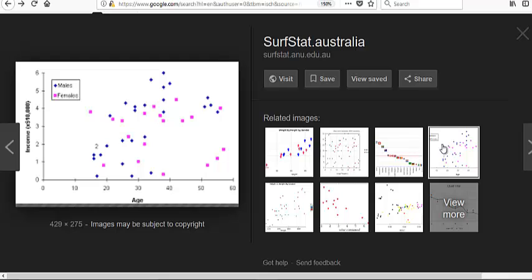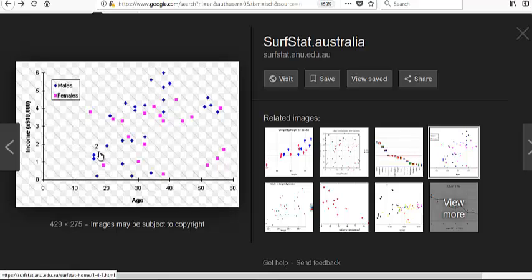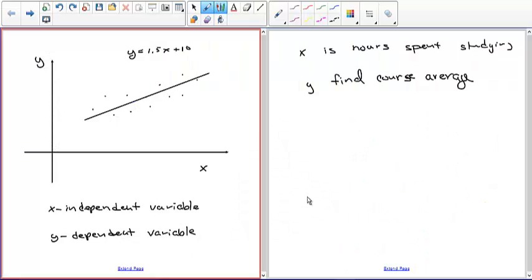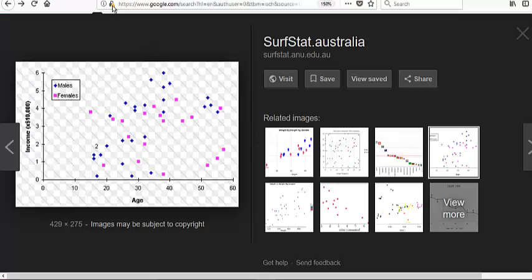Now this one, there might be a slight trend in this direction. What is this? Income versus age. Okay, you'd expect older people maybe would make more than younger people because they hopefully would get paid for their experience. Okay, so anyway, those are just some examples of scatter plots. So what I'm going to do is show you how to do it in Google Sheets.